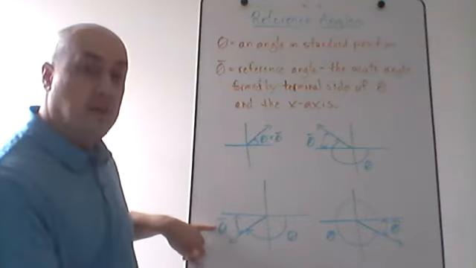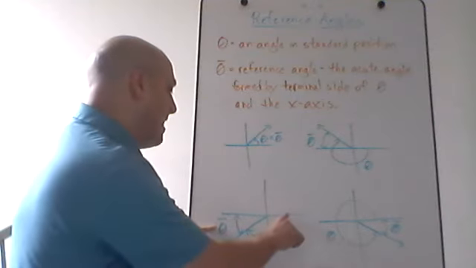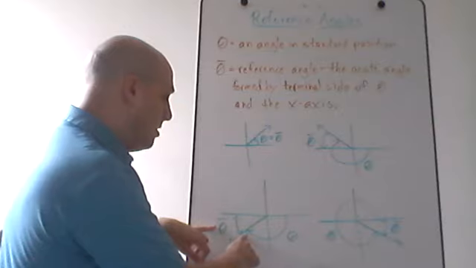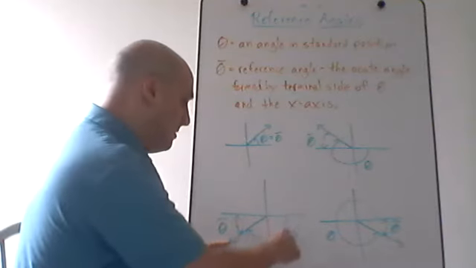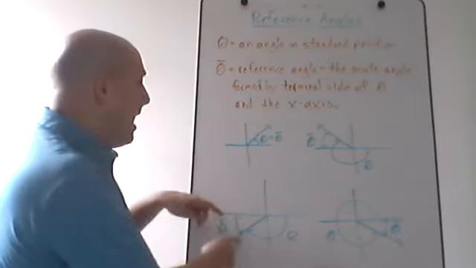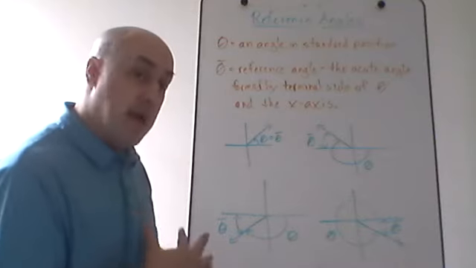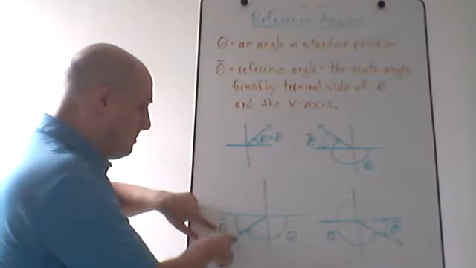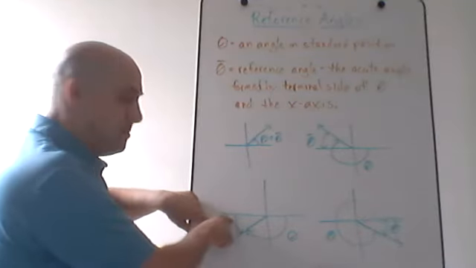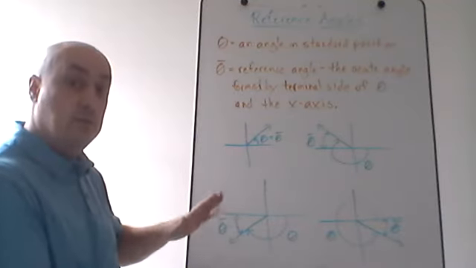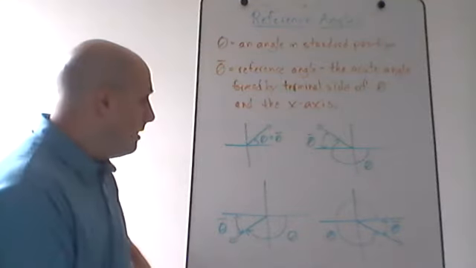If my angle is in the third quadrant, once again here we have a negative angle, going this way, and our terminal side is in the third quadrant. That's my angle theta right there. The reference angle theta bar is the angle that takes me from that terminal side up to the x-axis. That's the acute angle. It's less than 90 degrees.